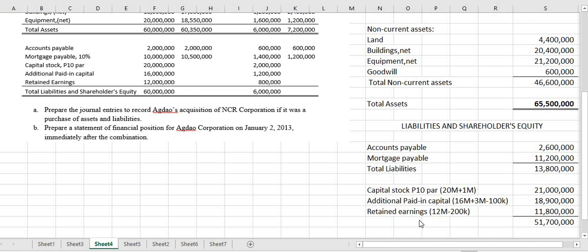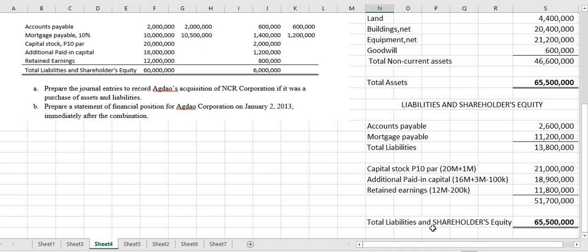And then our retained earnings, that's 12 million before the acquisition. Since there is no bargain purchase, you just deduct the acquisition expense of 200,000. You have 11.8 million as your retained earnings. Then the sum of the stockholders' equity is 51.7 million. Then you add the liabilities of 13.8 million. You have total liabilities and shareholders' equity of 65.5 million. Okay, so that's the first problem. Okay, so let's move to the second problem.